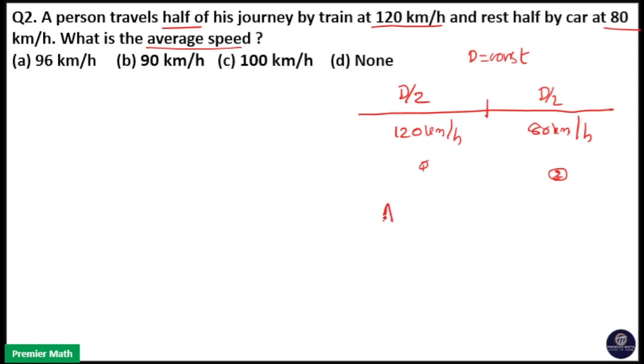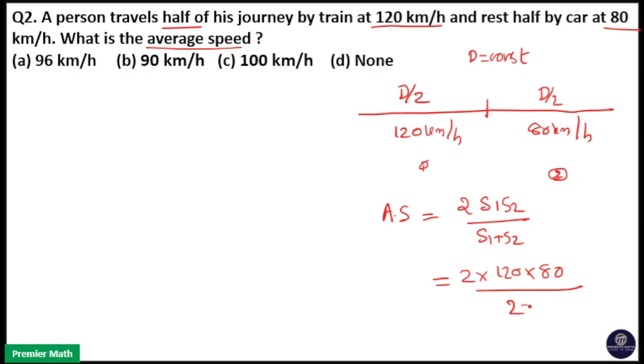That means you can use the formula for average speed is equal to 2 s1 s2 divided by s1 plus s2. That is 2 into first speed 120, second speed 80, and 120 plus 80 is equal to 200. So 0, 0 cancel, 2 cancel, that is 12 into 8, 96 km per hour is your answer. Option A is your answer.